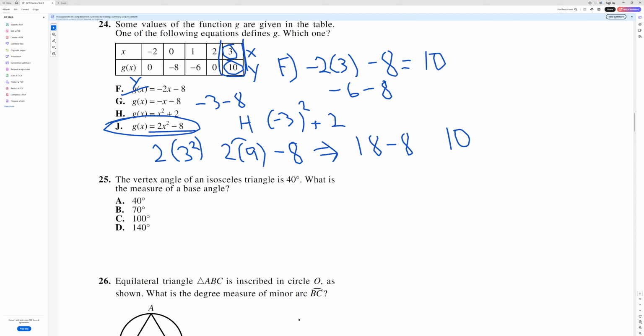Okay. So isosceles, the vertex is the top. It is 40 because we have 180 divided between these two. 180 minus 40 is 140 divided by 2 is 70 each. So the measure of A, not both, one each, is 70. Okay, let me erase.